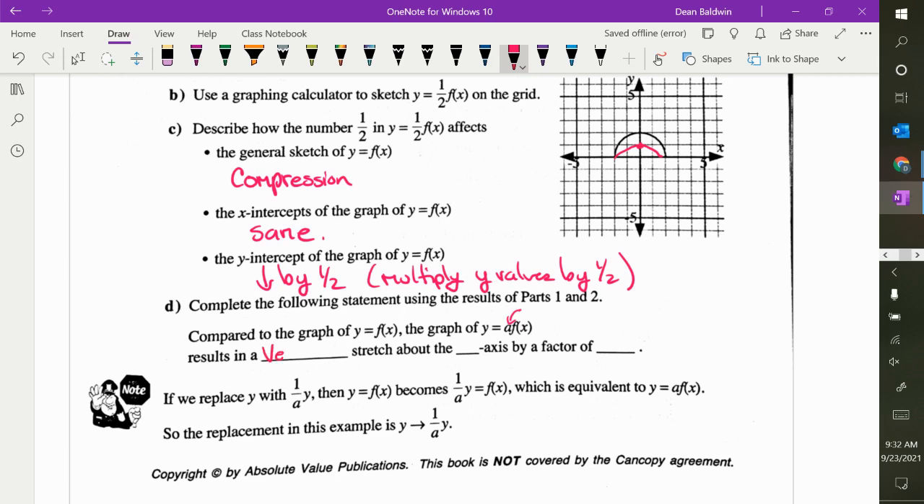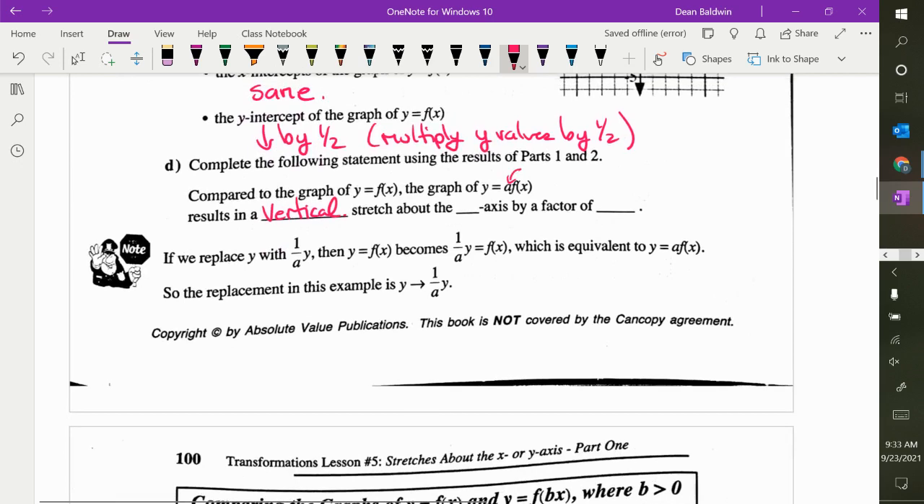Vertical. We call these stretches. When you're stretching something, you're multiplying it. A translation is when you're moving it left, right, up, down. But when you multiply it, you're stretching it.